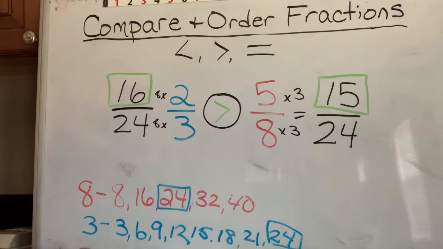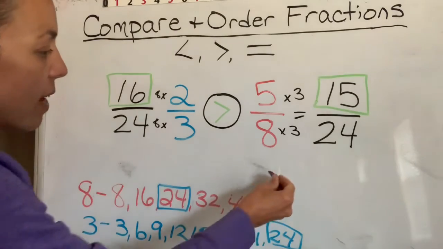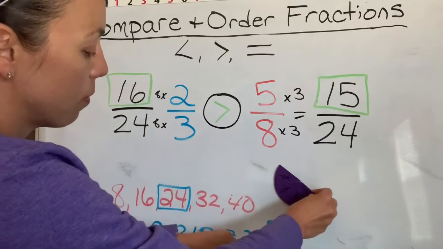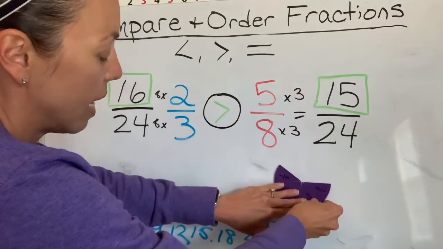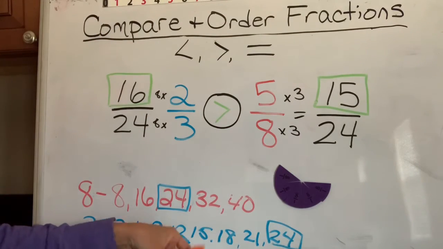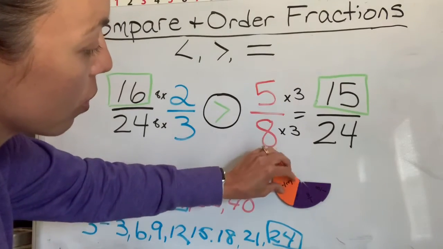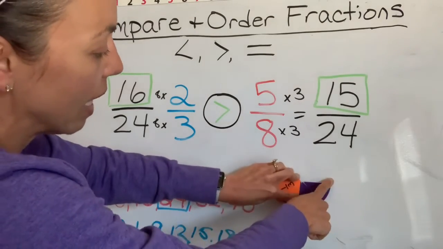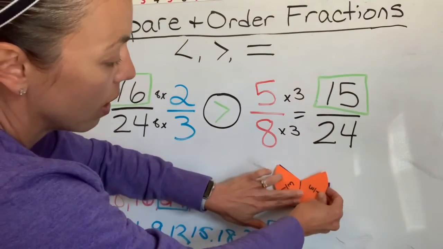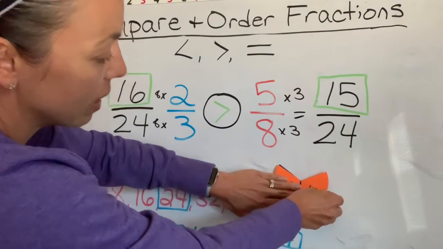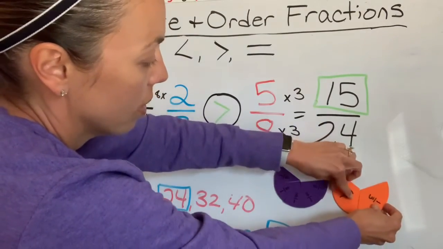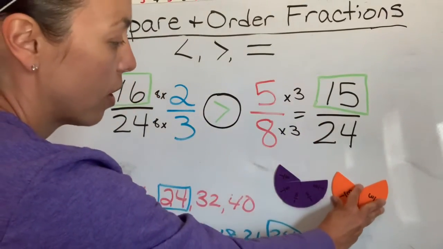We can check this with our manipulatives. We had 5/8, 1, 2, 3, 4, 5/8, and we said that 2/3 was slightly bigger than that. So if we are correct, our 2/3 should completely cover the 5/8. It should show that it's bigger. So let's see, we have 1/3 and 2/3 does completely cover. It is slightly larger than our 5/8.